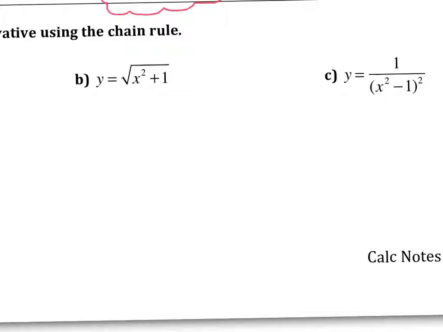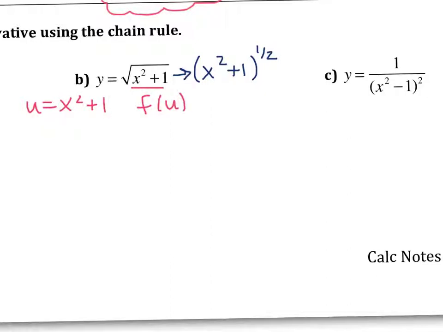Okay, we've got y equals radical x squared plus 1. The very first thing we're going to want to do is rewrite this as x squared plus 1 raised to the 1/2. And now we're going to go through and label each inner and outer function. So the inner function is what's inside of here, u equals x squared plus 1, and the outer function, f of u, you're basically taking out x squared plus 1 and substituting in the u. So we have u to the 1/2.